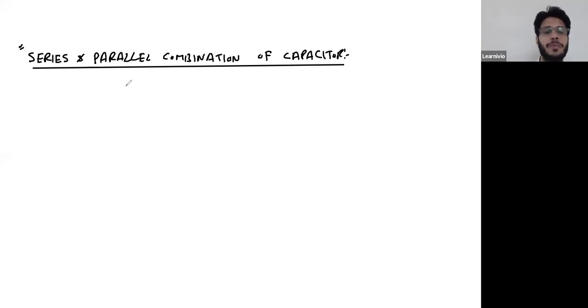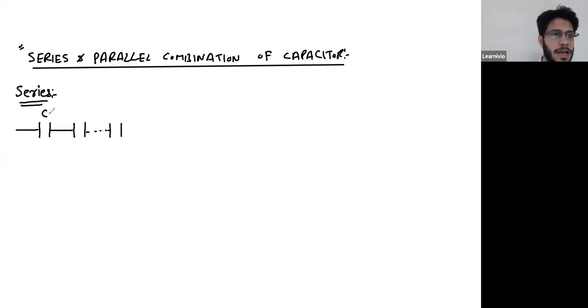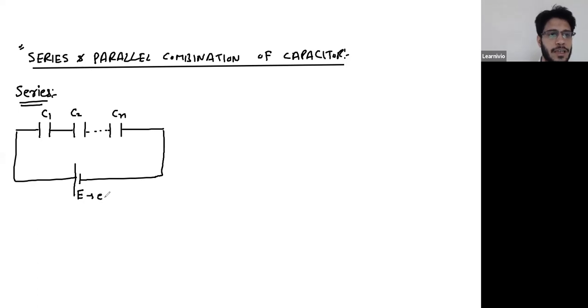The series and parallel combination of capacitors first starts with the series combination. You have n capacitors C1, C2, up to Cn. They are all in series. I connected these capacitors to a cell of EMF E.